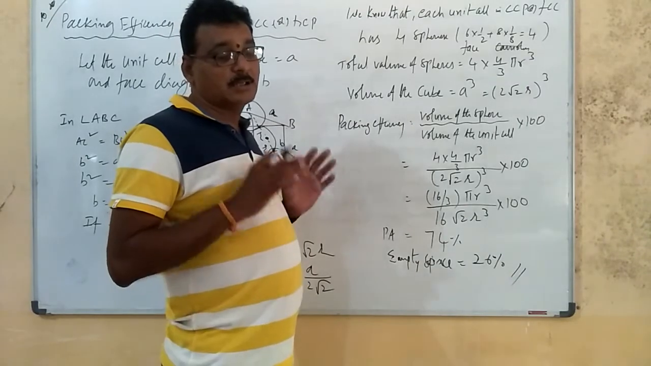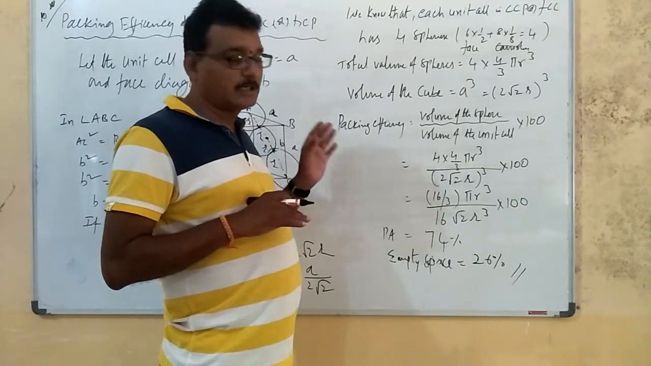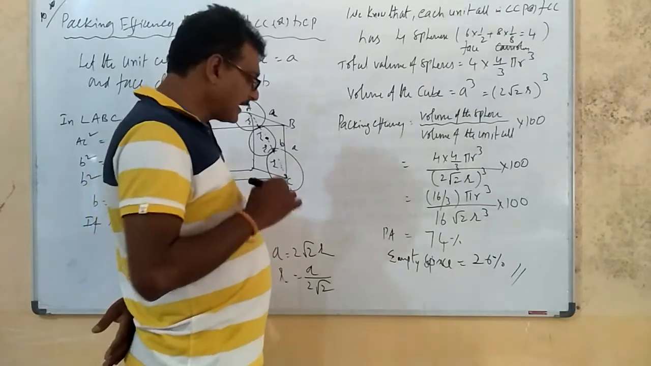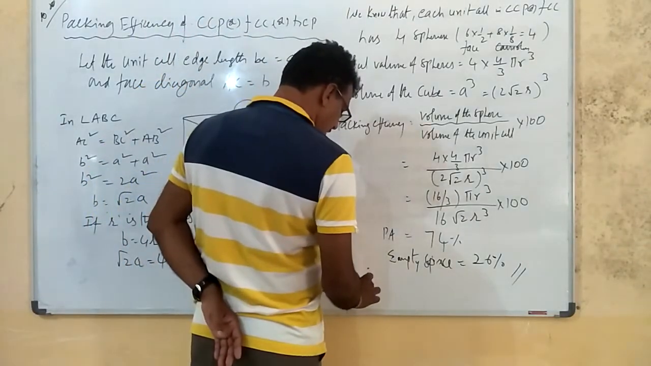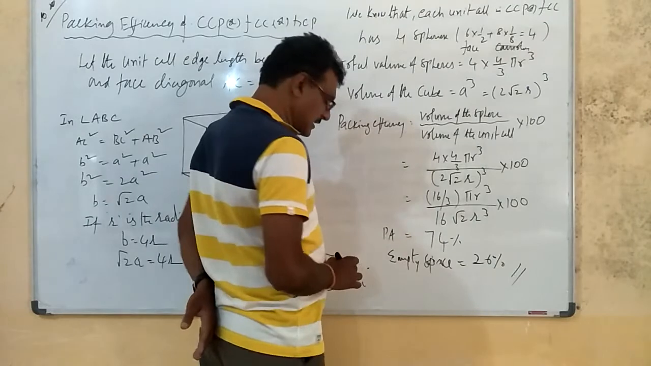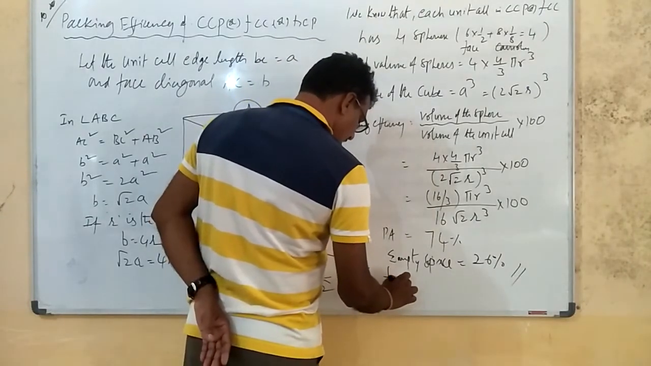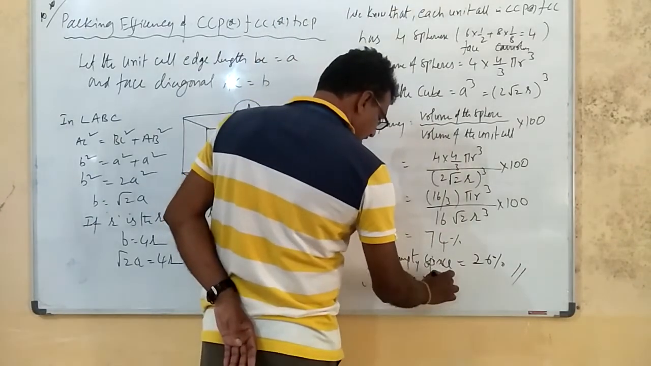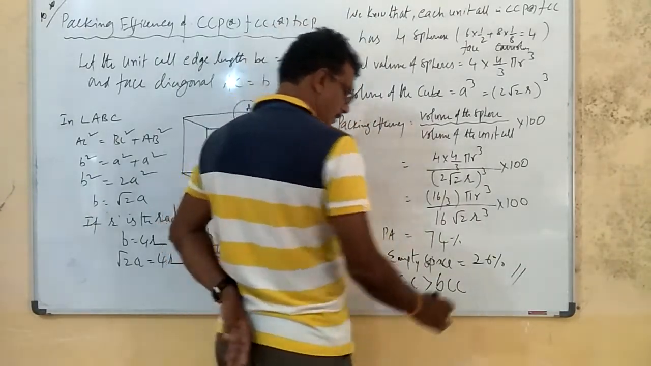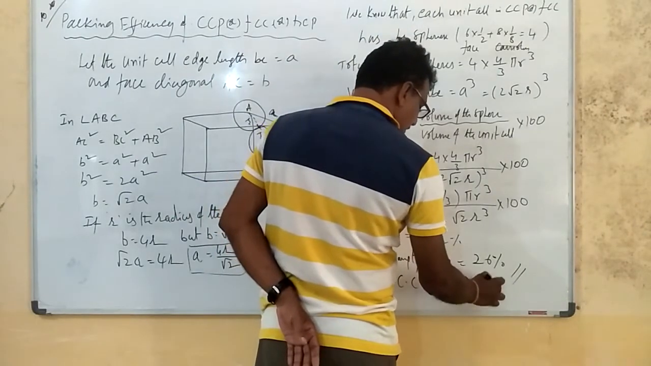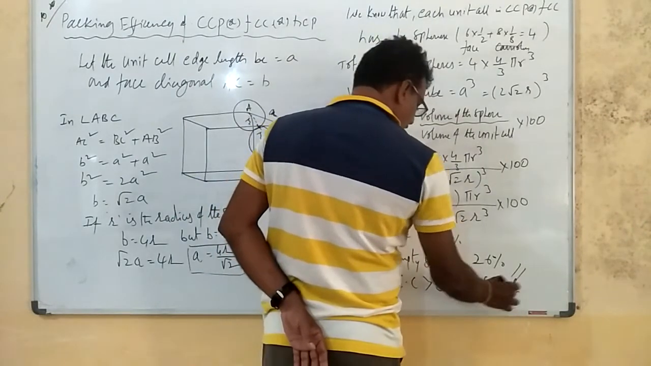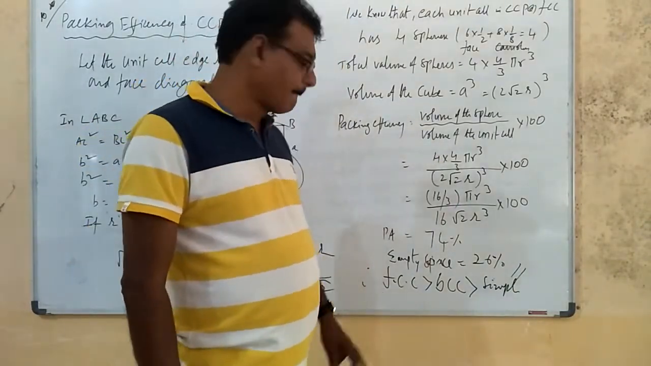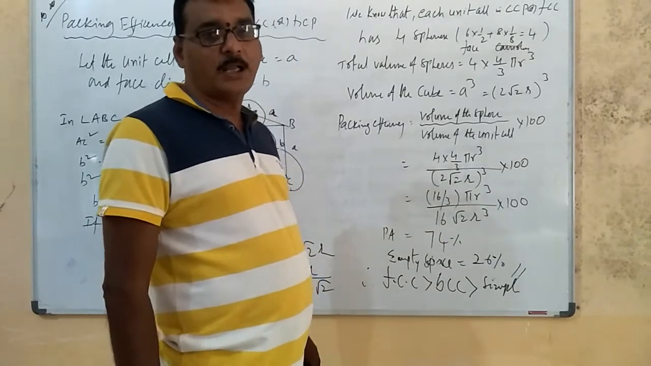Now this third derivation is completed. Among these three derivations, one thing you have to observe is the order of packing efficiency of the three. First, the most occupied is FCC, therefore FCC is greater than. The second one is body centered, as I told you yesterday. The next one is simple cube. So the packing efficiency is in the order FCC greater than BCC greater than simple cube.